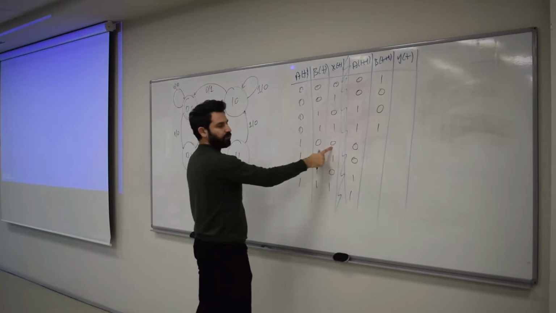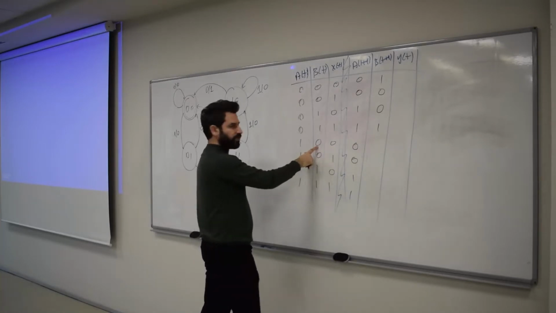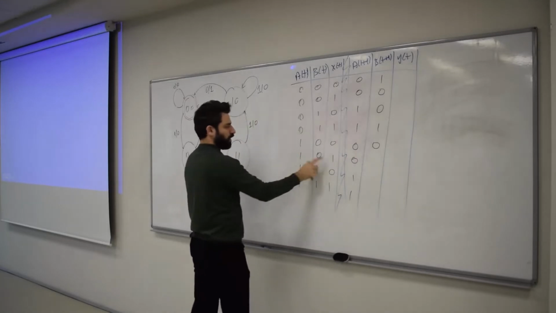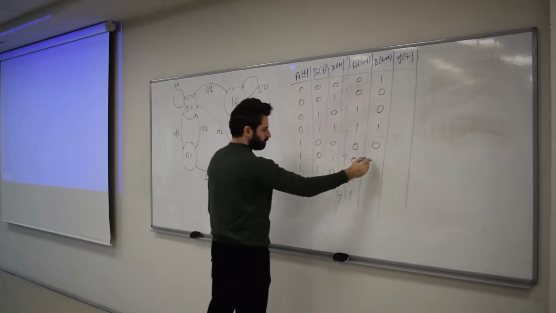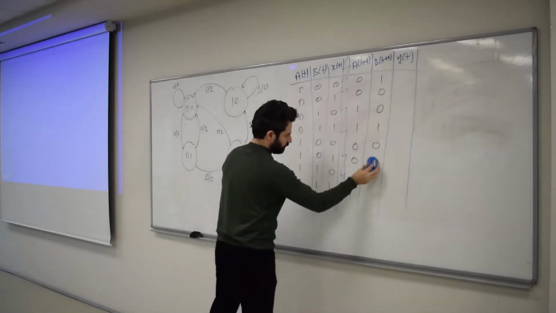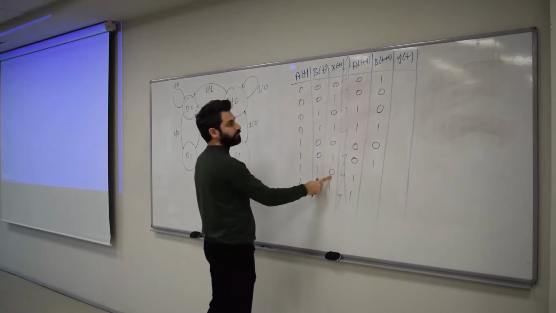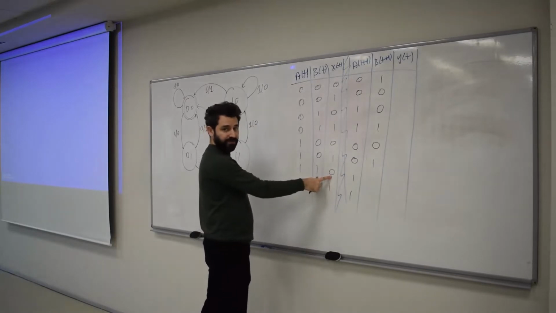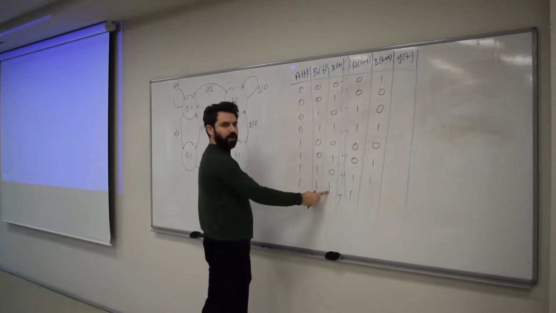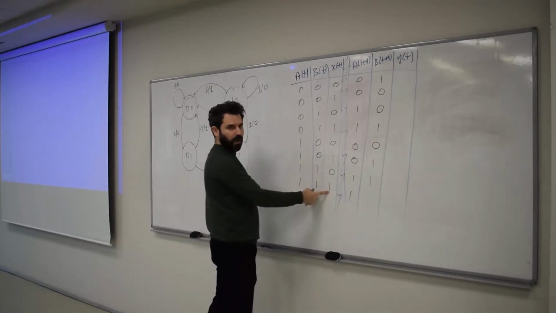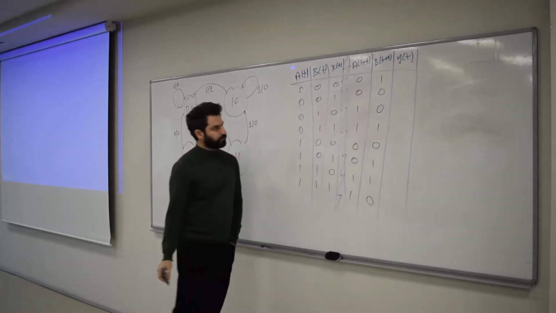How about 1, 0, XOR 1, complement 0, 0 XOR 0, 0. 1, 1 XOR 0, complement 1, 1 XOR 0, I'm sorry, 1. And finally, we got 1, 0, XOR 1, complement 0, 0 XOR 1, 1. Finally, 1, 1, XOR 0, complement 1, 1 XOR 1, 0.